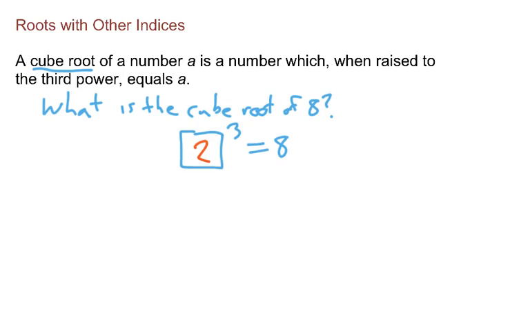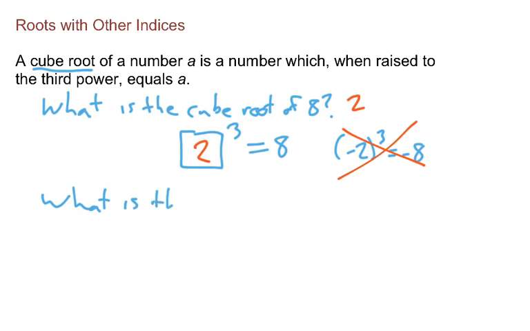There's no other number that if you raise it to the third power would give you 8. Negative 2 to the third power, that's negative 2 times negative 2 times negative 2, would give you negative 8. So that would not work. The cube root of 8 is 2. Okay. What is the cube root of negative 27?